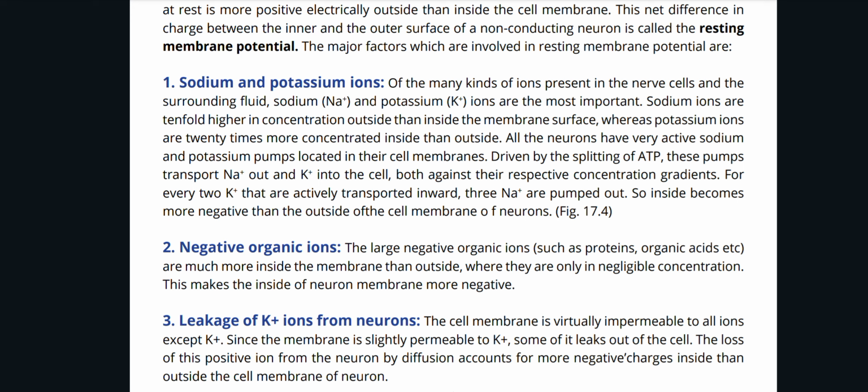Sodium ions are tenfold higher in concentration outside than inside the membrane surface, whereas potassium ions are 20 times more concentrated inside than outside. All the neurons have very active sodium and potassium pumps located in their cell membranes, driven by the splitting of ATP. These pumps transport sodium out and potassium into the cell, both against their respective concentration gradients. For every 2 potassium that are actively transported inward, 3 sodium are pumped out. So the inside becomes more negative than the outside of the cell membrane of neurons.